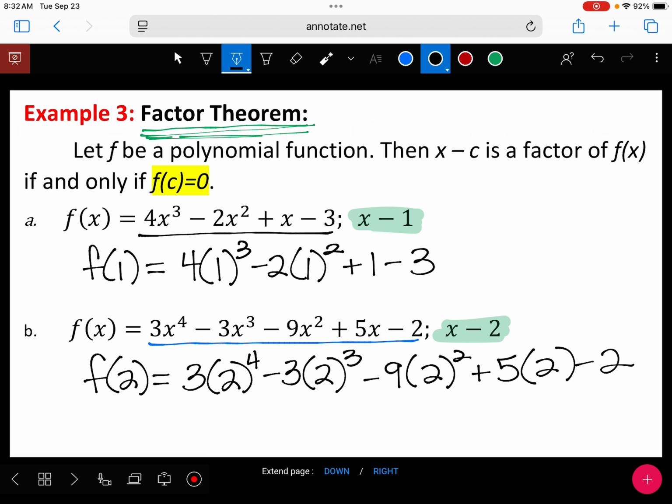And you all know how to put a fourth degree in a calculator, right? I should probably have asked that a long time ago. Anybody need help with that? How to put in a fourth degree? Okay.